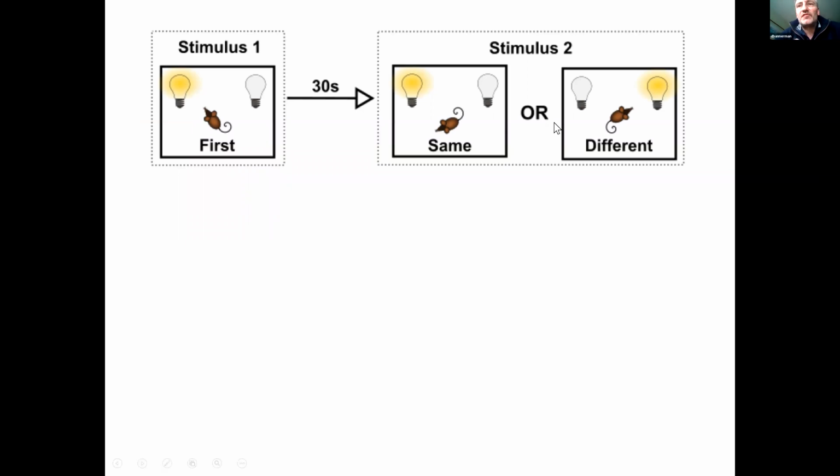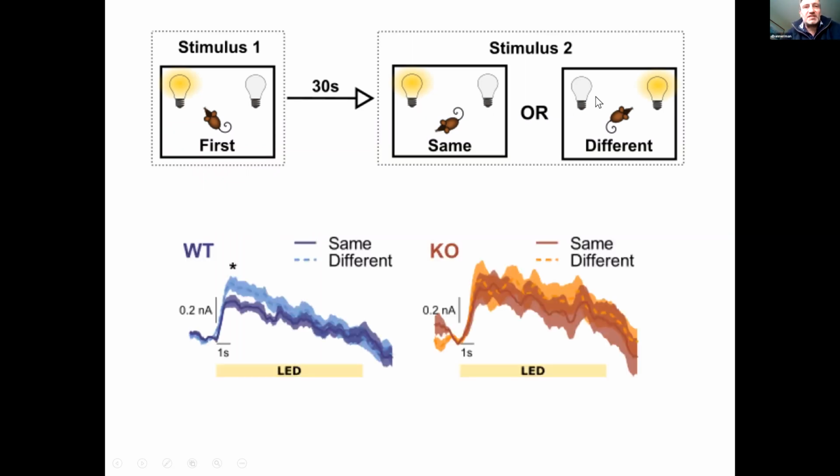Again, we can look at same and different cues. So again, the prediction would be that if you present the same stimulus twice, you'll get a smaller dopamine response compared to if you present two different light cues. And that's exactly what we saw in the wild type. So there was a smaller response to the same than the different cue. Again, that same-different effect is missing in the knockouts, consistent with the fact that deficits in short-term habituation are driving this hyperdopaminergic state.